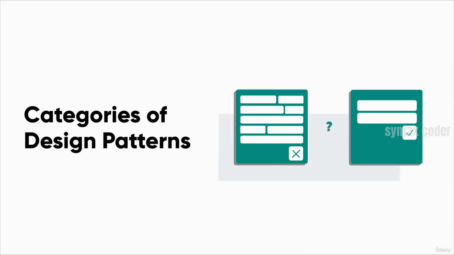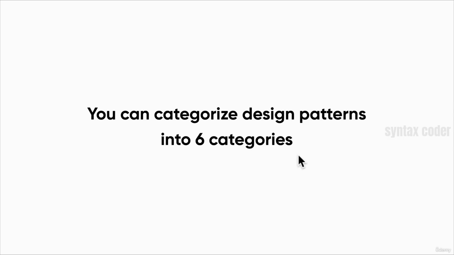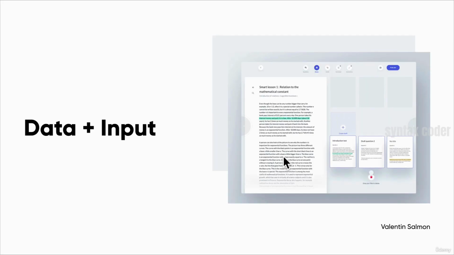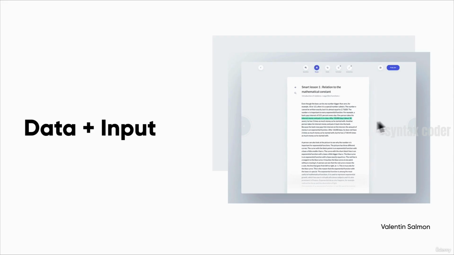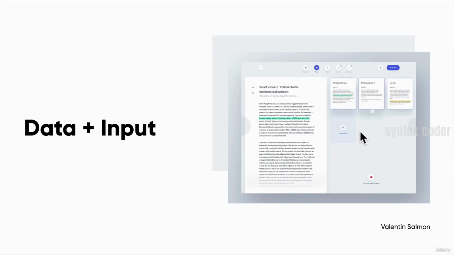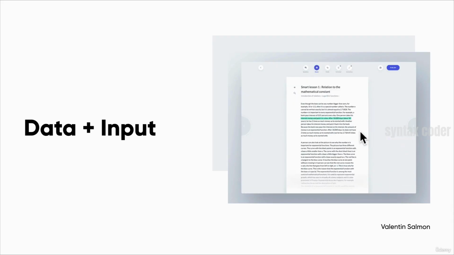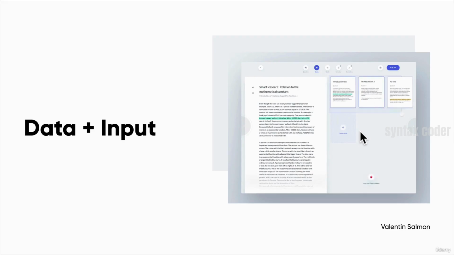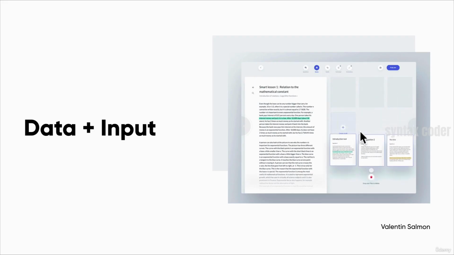Now let's talk about the categories of patterns. So there are 6 categories of design patterns. And this changes based off of people's ideas of what design patterns are. And I mean, there's no one truth, but these are the 6 categories that I usually follow. So the first one is data input. Over here we have a drag and drop. That is considered a data input category. And these patterns handle data input and feedback that a product gives in response to the data it receives.